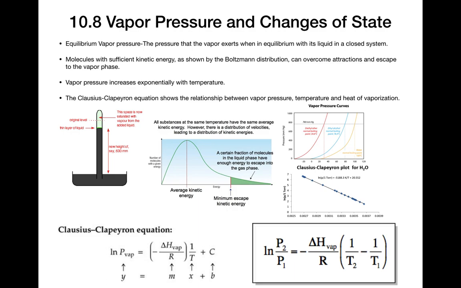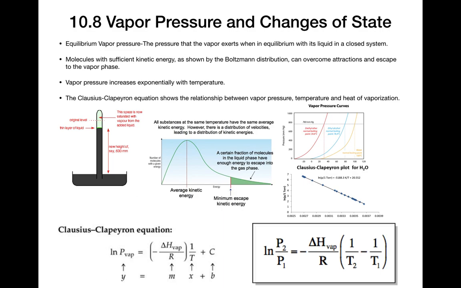So if you take the natural log of the vapor pressure and graph it versus 1 over the temperature in kelvins, you get a straight line, and that's called the Clausius-Clapeyron equation or plot. And down below you can see the relationship between the natural log of the vapor pressure and the heat of vaporization divided by the gas constant times 1 over the temperature in kelvins plus a constant. And that in fact takes on the form of y equals mx plus b. That's why it's a linear plot there.